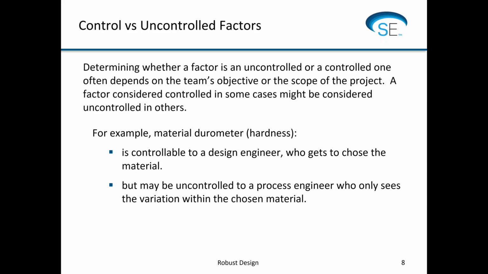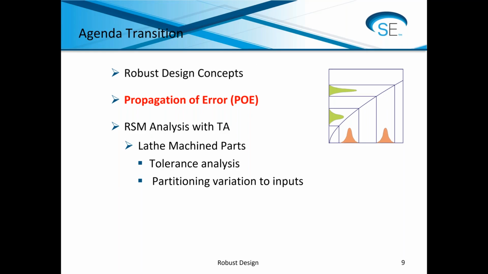But once that material's set and put into production, the variation in durometer around that specified value is uncontrolled to the process engineer, who only sees the variation within that chosen material. So there's some variation around that set point. So how does propagation of error fit in, or what is propagation of error?